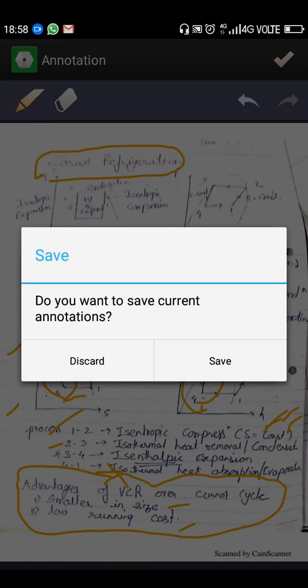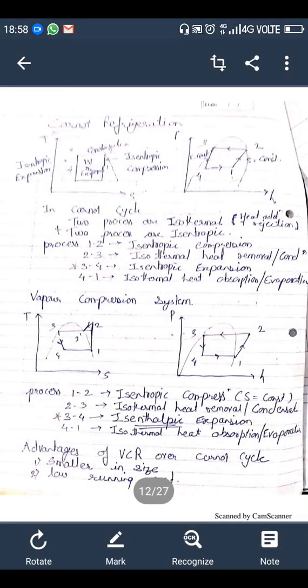Now, advantages of VCR over the Carnot cycle. VCR is smaller in size and has a low running cost as compared to the Carnot cycle, and a Carnot cycle cannot be possible in practice. It is an imaginary one.